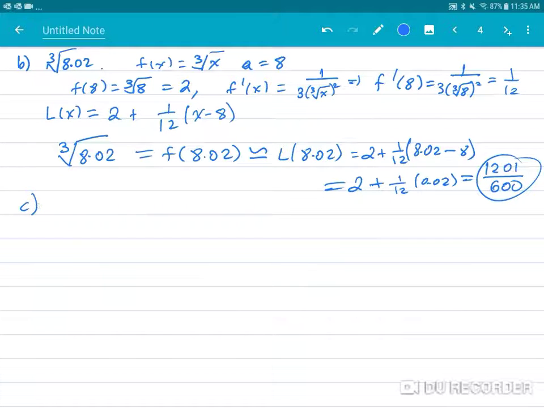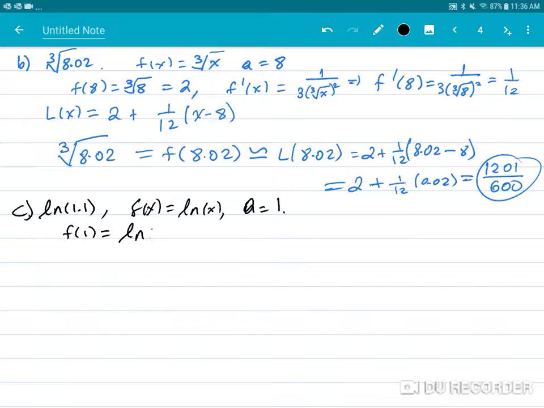C, they want us to approximate natural log of 1.1. So naturally we take f of x to be natural log of x, and we take a to be 1. So we're going to write f of x as natural log of x, and a as 1. So f of a is natural log of 1 is 0, and f prime of x is 1 over x. So f prime of 1 is 1 over 1, which is 1.